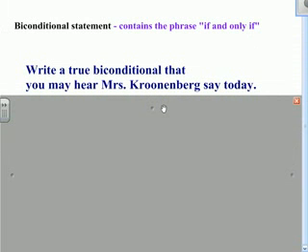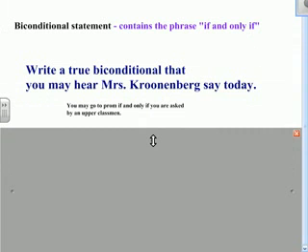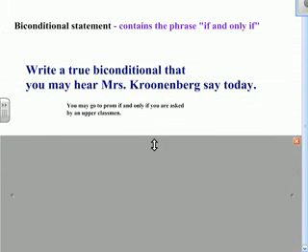So if we were going to write a true biconditional that you might hear Miss Cronenberg say, an example could be, you may go to prom if and only if you are asked by an upperclassman. So you can see it's a biconditional. It has if and only if, and it's giving you the conditions in order for you to go to prom.